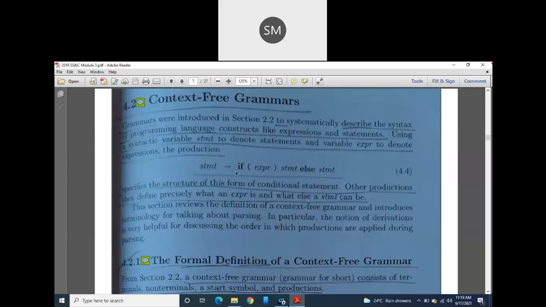Of course, it is not only the production. There may be a set or list of productions. Those all productions, or set or list of productions, are called grammars. Other productions then define precisely what exactly the expression is and what exactly the statement is, because this production or this grammar is still incomplete. This is only one production of my grammar, the first production.